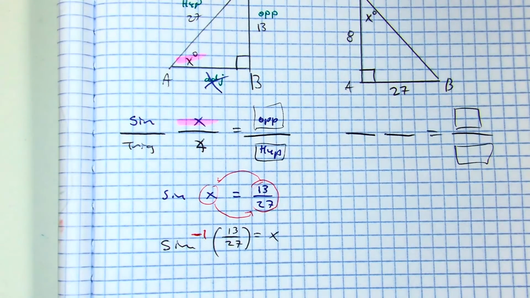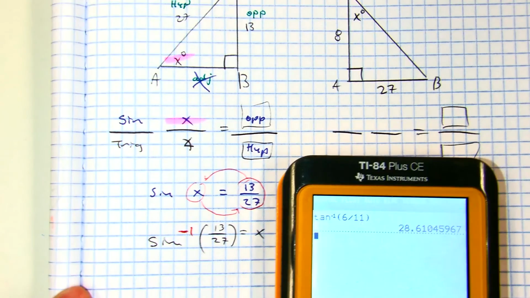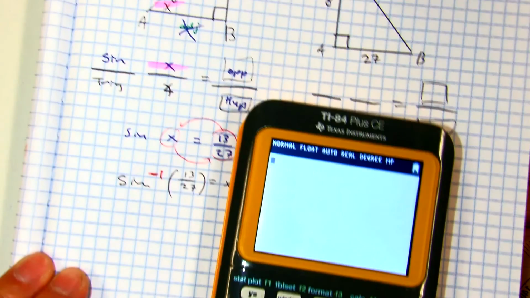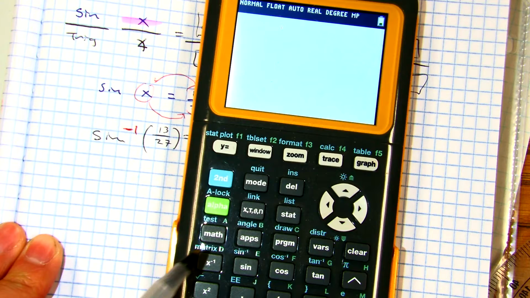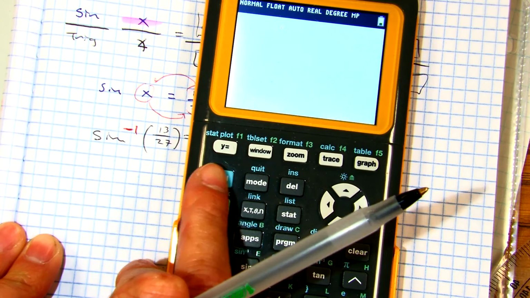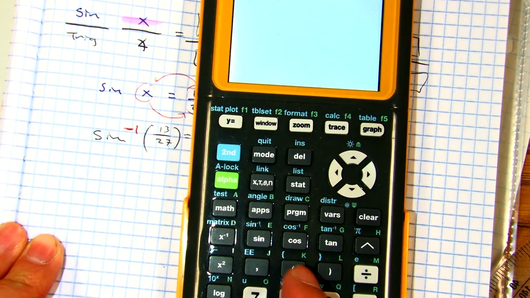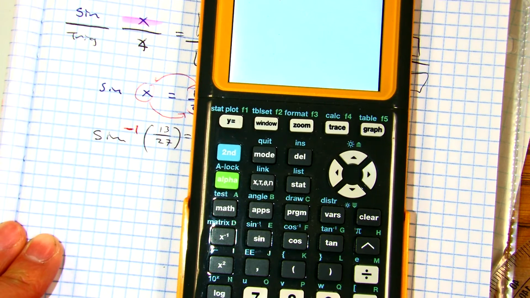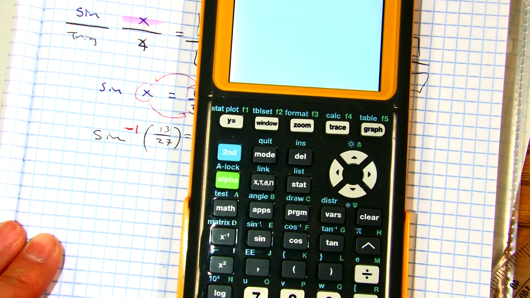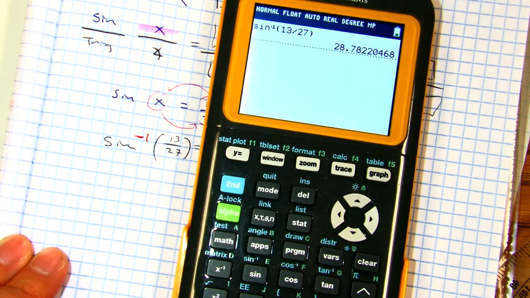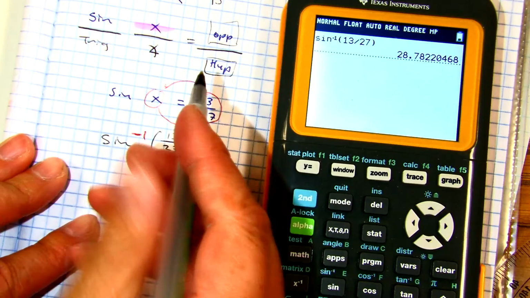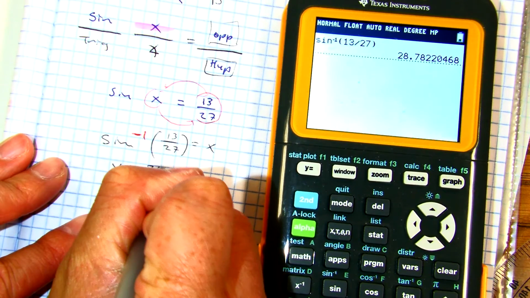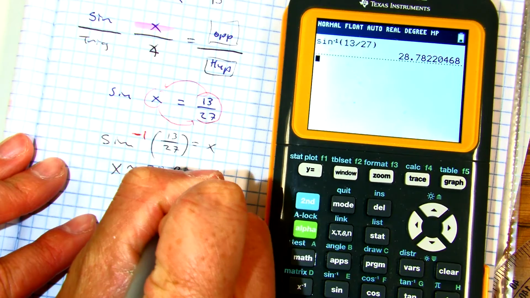Let's put in our calculator. Remember, inverse of sine. This button is not the inverse of sine. Sine -1 in the back, or the blue, is. So sine -1, or the inverse of sine, 13 divided by 27. I want degrees, so it's in degree mode. And if you round to the nearest tenth, your answer is? X is approximately 28.8 degrees. Raise your hand if you got that.